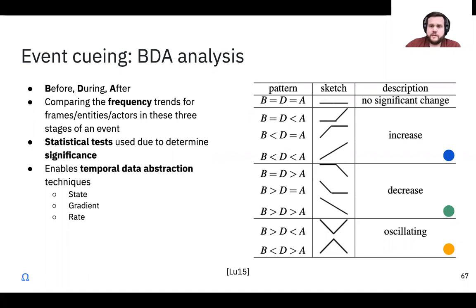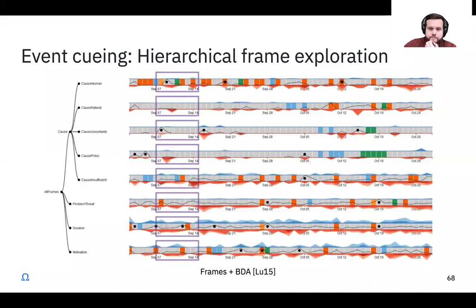We've been talking about event queuing. How do we analyze the discourse influences on certain events that have happened in the news? We have been discussing the BDA analysis, before, during, after, and this is an example of hierarchical frame exploration, which uses this type of analysis. Here we see the frame tree: all frames, then the cause.